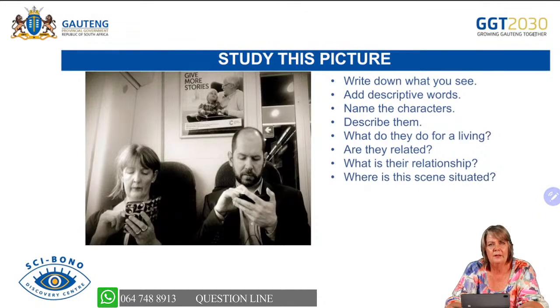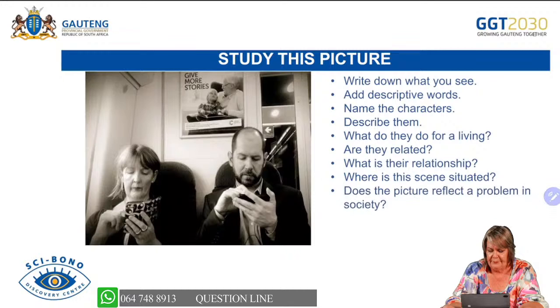Where is this scene situated? You need to look at some clues given. Now, I've already given you a couple of clues, but you can decide where the story is set. Does the picture reflect a problem in society? Just look downwards and you will find it.